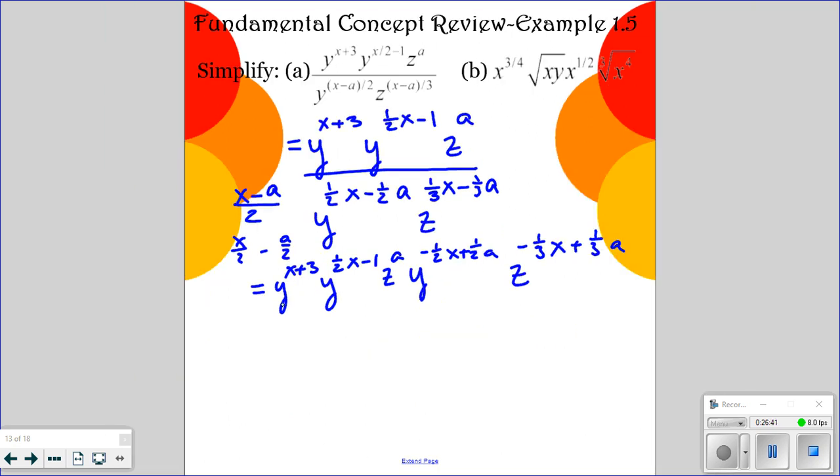So now we have our three y's that we can put together. So the common terms, I have x, I have 1/2 x, and I have negative 1/2 x. So all of that together is just going to make 1x. So y to the x, because 1/2 x minus 1/2 x cancels. Then I also have 1/2 a.